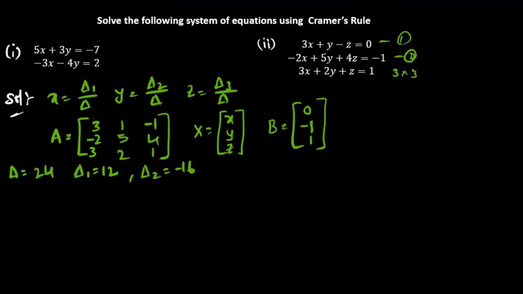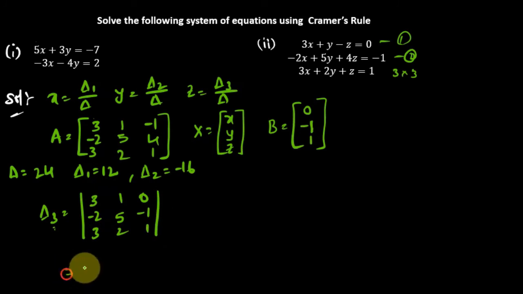Okay. So the value of delta 3, same procedure here also, we need to find the delta 3 matrix. For that what should we do? We should find the determinant. Here the third column will be changed with this B matrix. That's it. So the first and second columns we'll write as they are, 3 minus 2 and 3, and the second column also 1 5 2. The third column will be replaced by this B matrix. That's it. So now we'll find the determinant of this matrix to get the value of delta 3.